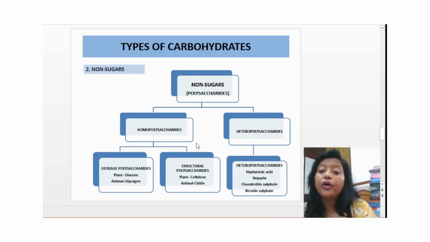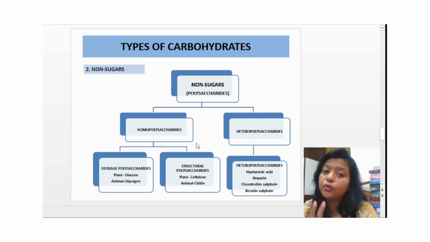In non-sugars, or you can also say polysaccharides, they are of two types: homopolysaccharides and heteropolysaccharides. Hetero means different type, and homo means same type. Now in homopolysaccharides, there are two types: storage and structural. Very important. Remember that I already told you about plants containing glucose and animals containing glycogen, right? So they come under storage because they are stored in humans and plants in the form of glucose and glycogen. And structural is in plants, you have read about cellulose, present in the cell wall.